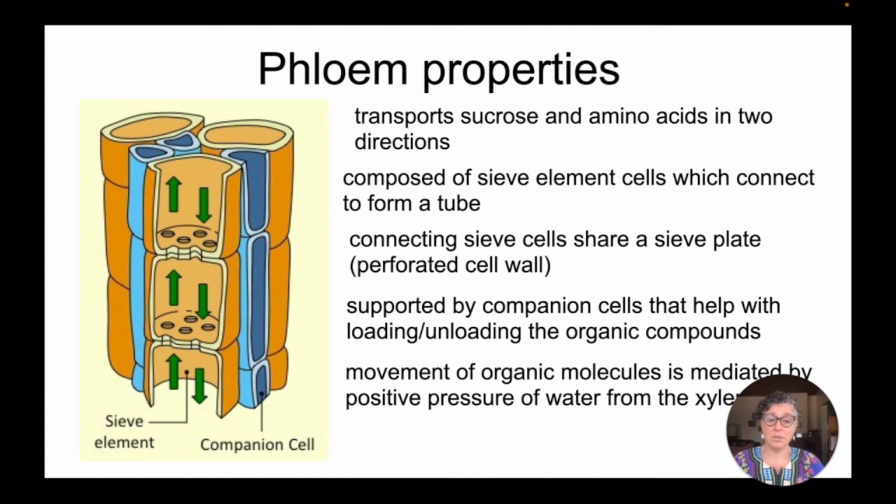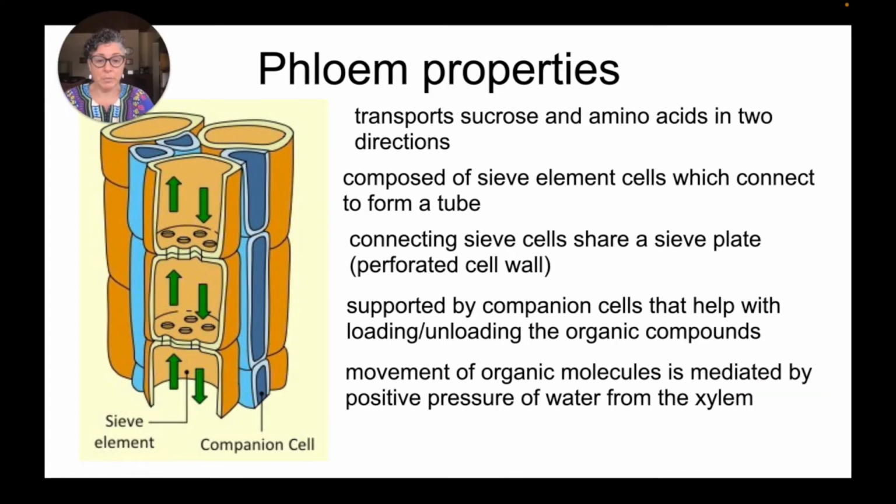And of course, these cells are alive. They're filled with liquid. However, they don't have any nucleus. So they're supported by what's called a companion cell that is going to help with the loading and unloading of the organic compounds. That is the movement of the molecules into and out of the phloem itself. And so those companion cells have the nucleus, and that is what is now going to cause those molecules to move.